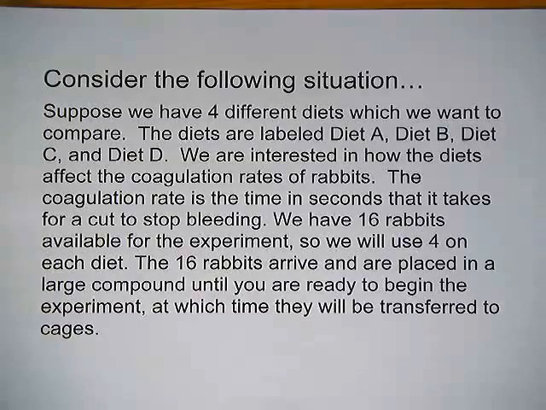So suppose we have 4 different diets which we want to compare. The diets are labeled Diet A, Diet B, Diet C, and Diet D. We are interested in how the diets affect the coagulation rates of rabbits. The coagulation rate is the time in seconds that it takes for a cut to stop bleeding. We have 16 rabbits available for the experiment, so we will use 4 rabbits on each diet. The 16 rabbits arrive and are placed in a large compound until you are ready to begin the experiment, at which time they will be transferred to cages.